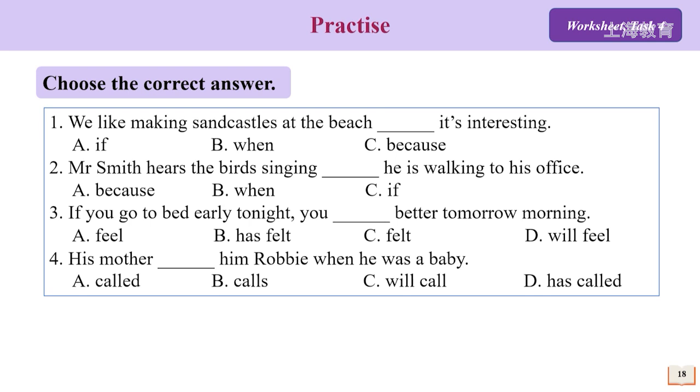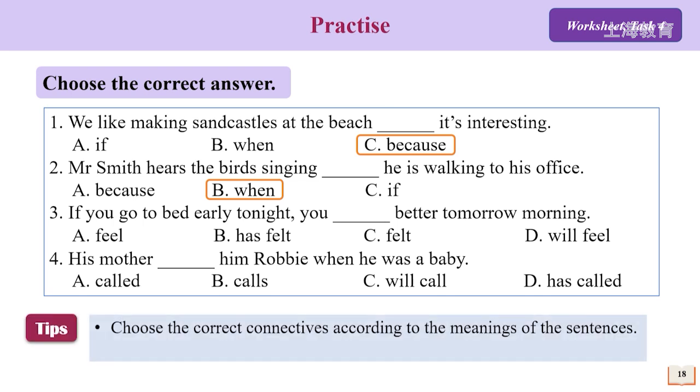Let's check. 1. We like making sandcastles at the beach because it is interesting. Number 2. Mr. Smith hears the birds singing when he is walking to his office. How do you choose the correct answers to these 2 test questions? Here's a tip for you. Choose the correct connectives according to the meanings of the sentences.